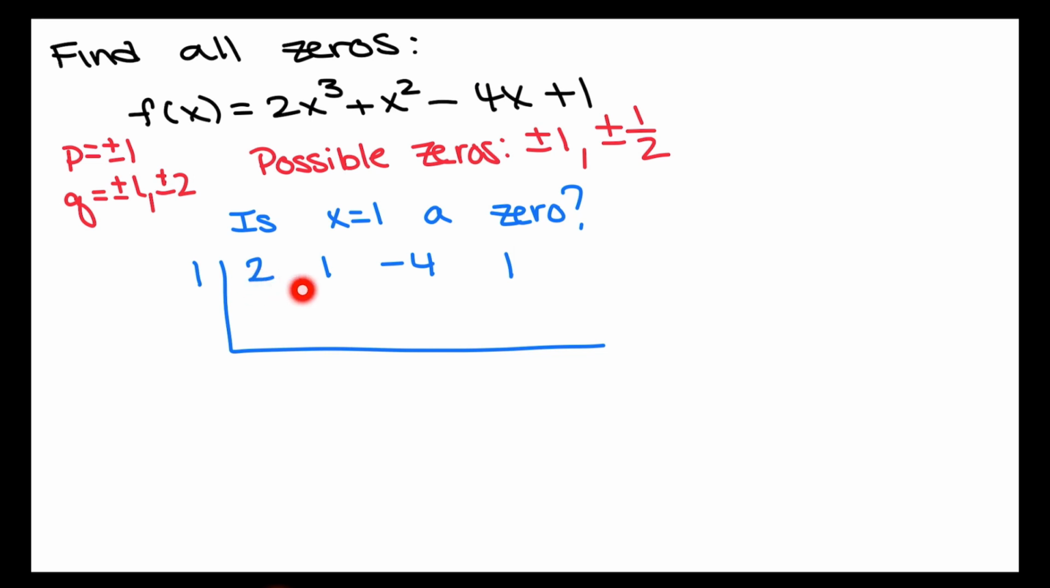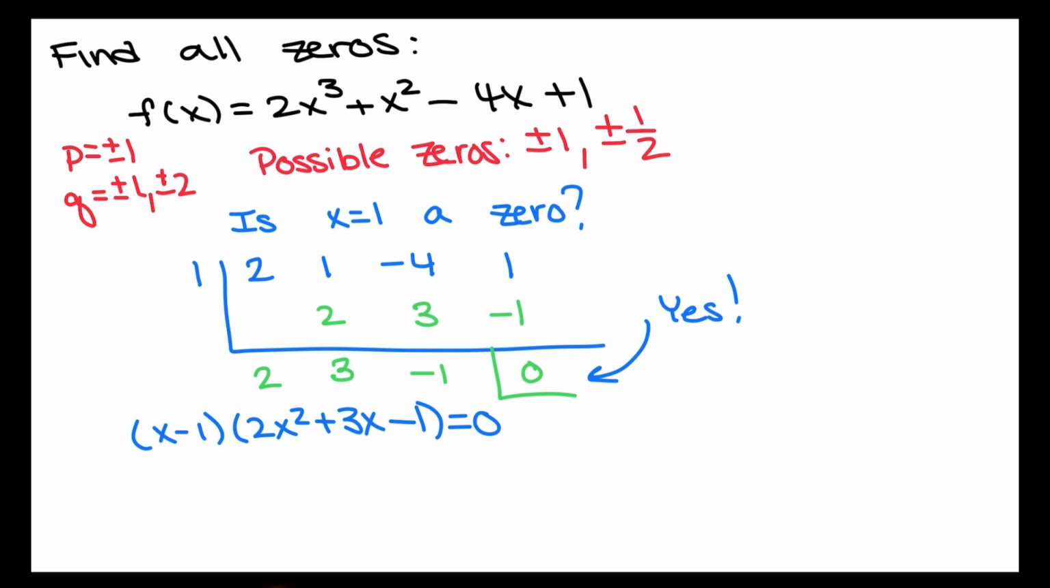Okay, so I copy down the coefficients of my polynomial in the box. I'm dividing by x minus 1, so I put a 1 outside of the box. Bring down the 2. 2 times 1 is 2. I add, I get 3. 3 times 1 is 3. I add, I get negative 1. Negative 1 times 1 is negative 1. I add, and I get 0. So I got lucky this time. I happened to guess correctly on my first try.